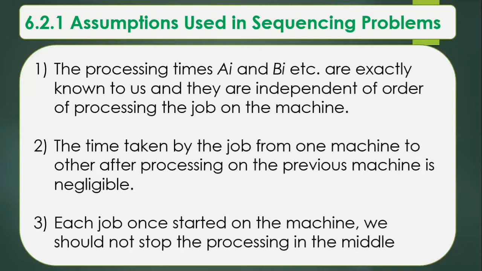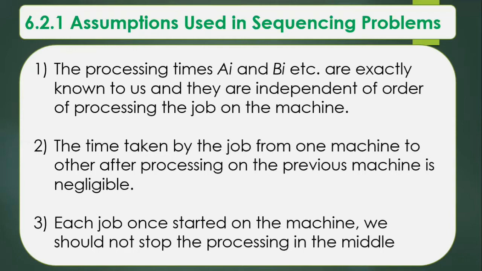First, we have the processing times A sub i and B sub i, etc., which are exactly known to us, and they are independent of the order of processing the job on the machine. That is, whether the job is done first on the machine or last on the machine, the time taken to process the job will not vary; it remains constant.